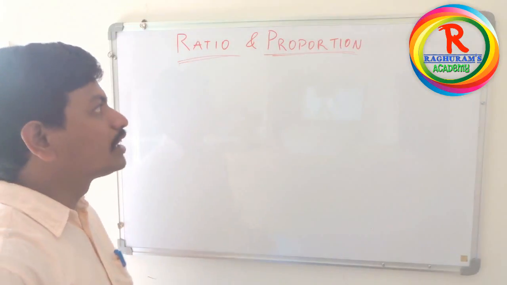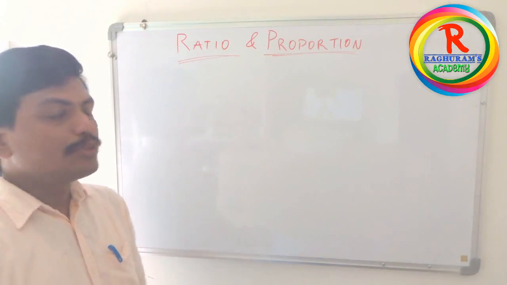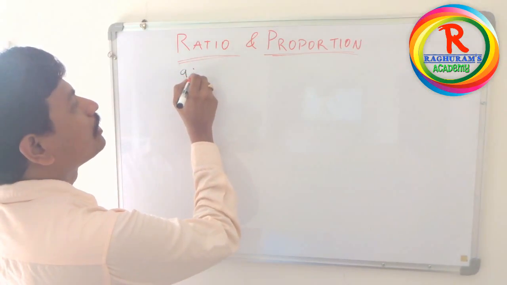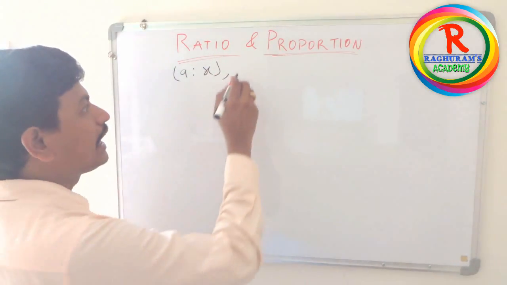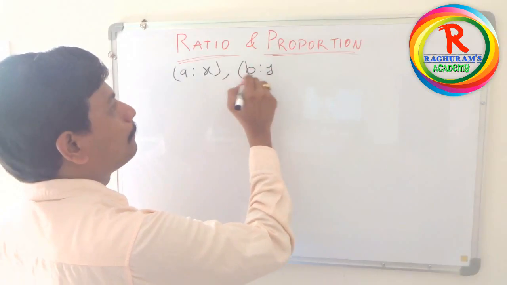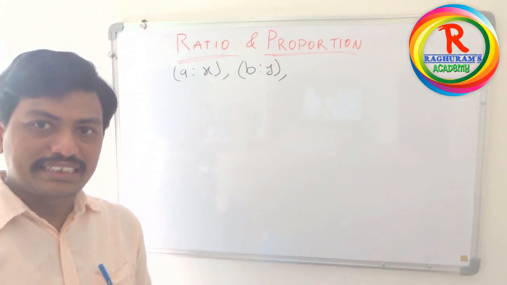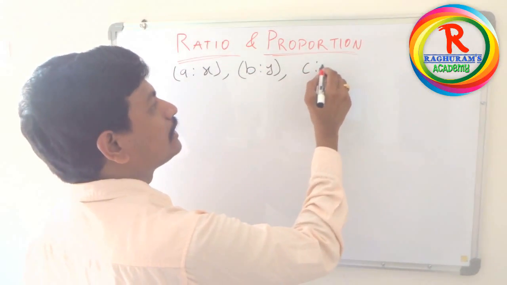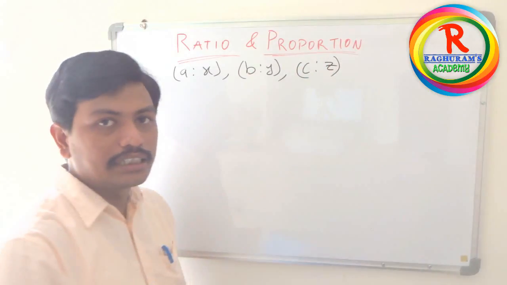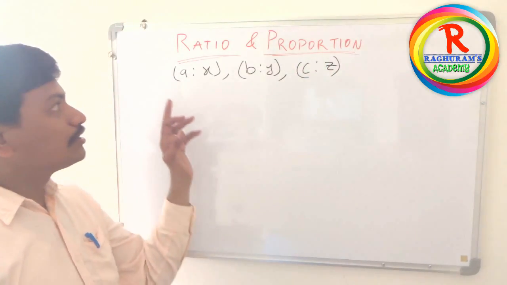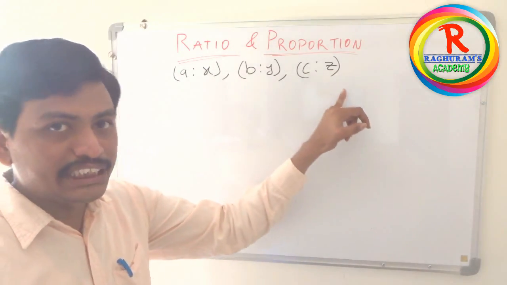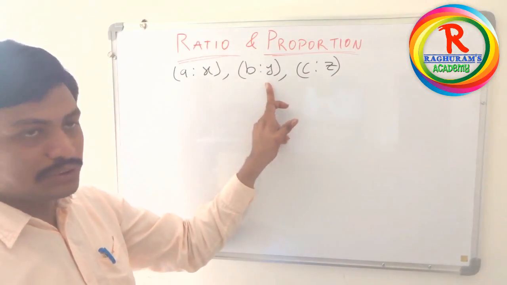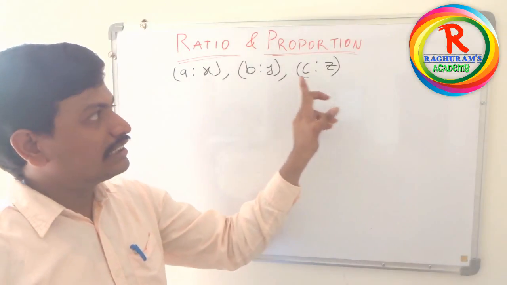See the sixth type, compound ratio. Suppose we get a is to x, the first one, b is to y, the second one, c is to z, the third one. Sometimes we have to find the compound ratio of three ratios: a is to x, b is to y, c is to z.